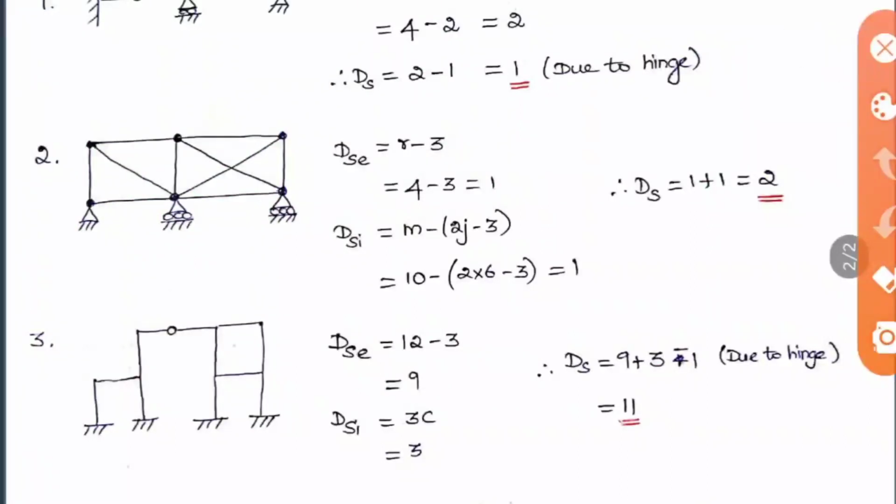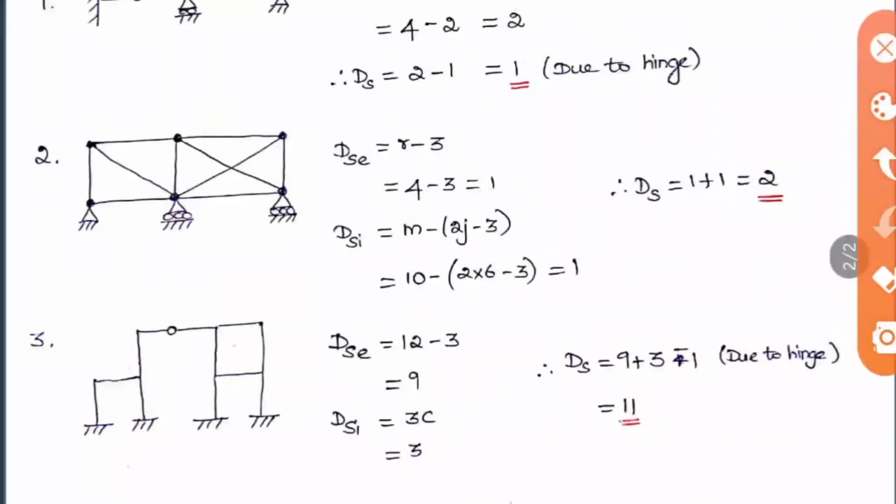Okay, so here m minus 2j minus 3 gives 10 minus 12 minus 3. 12 plus 3 is 15... so 10 minus 9 is 1 here. Okay, so the answer is DSE plus DSI. So 1 plus 1, you will get the answer as 2 here. Okay, so this is all about this sum. And the next sum is the portal frame sum. Okay, so in the portal frame, all the supports are fixed supports. Okay, so here the joints also are fixed.